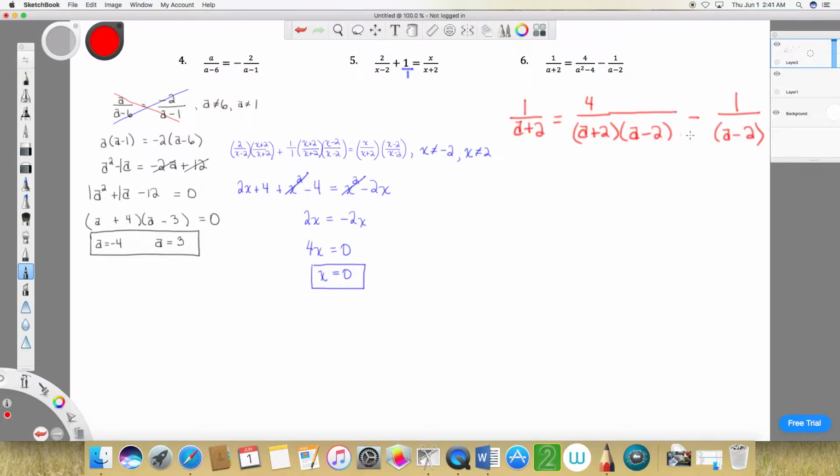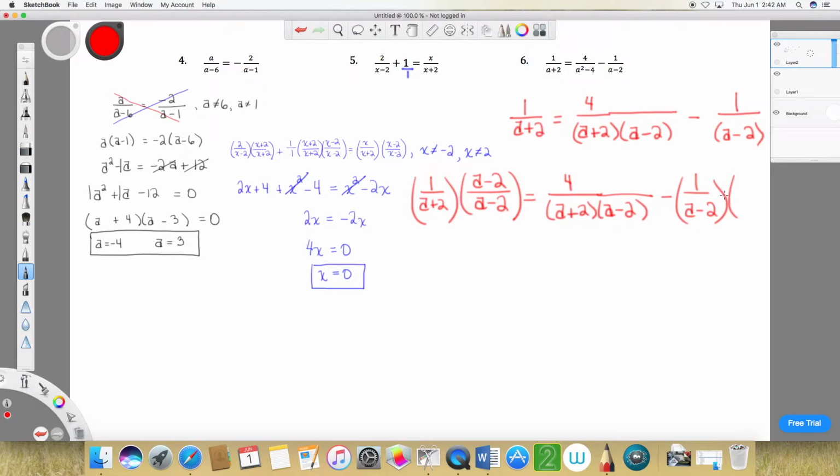So when I look at these three terms, I want a denominator of a plus 2 times a minus 2. On the left-hand side, I'm going to multiply this fraction by the number 1, but I'm going to write the number 1 as a minus 2 over a minus 2. The numerator and denominator need to be the same. On the right-hand side, this first term has the denominator I want, so I'm not going to do anything to it. Be careful that in my handwriting, my a's and my 2's look very similar. Sorry about that, but that is just the way that I write.